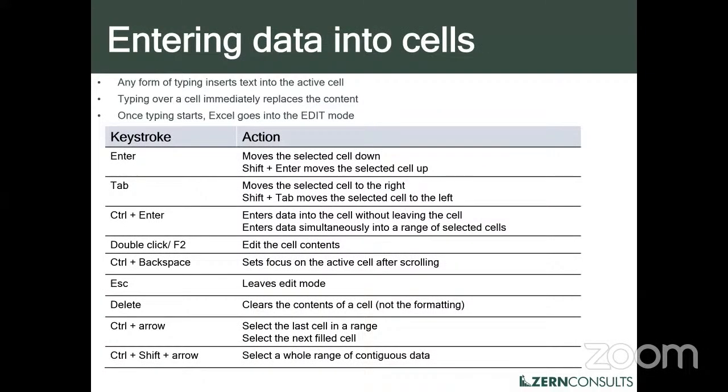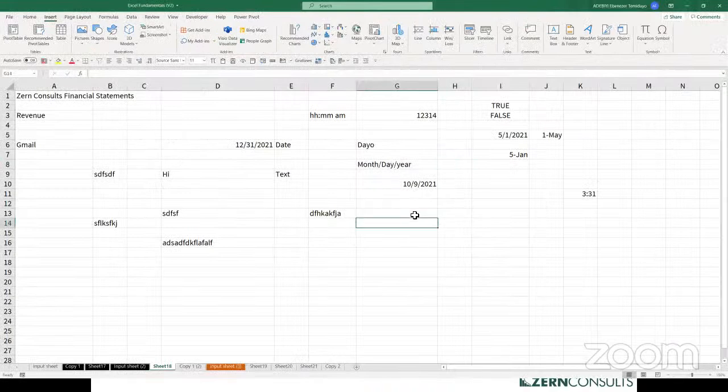Control enter. Now, what if I typed something and I don't want to move down, move up, or move left. Like now, if I type this, if I press down, my selection will move down. If I press tab, let's say I want to come out of edit mode and enter the value into the cell, but I don't want the selection to move up or down. I'll press Control Enter.